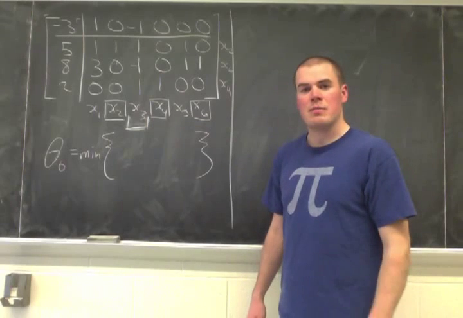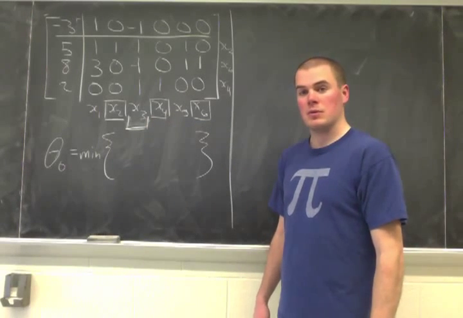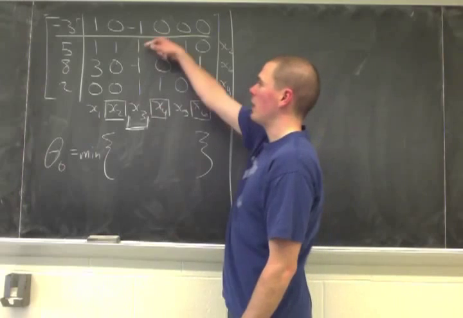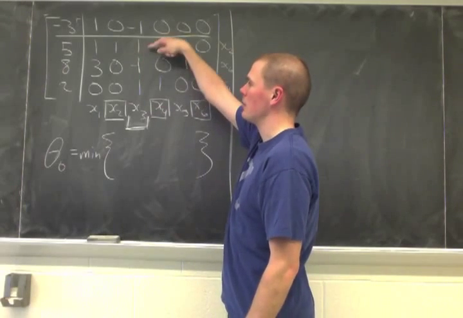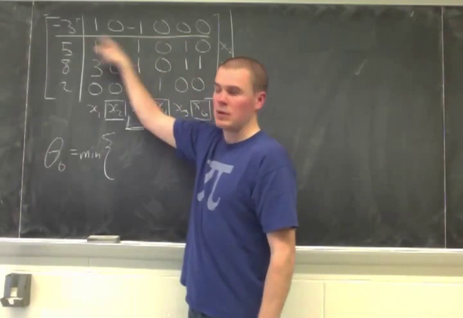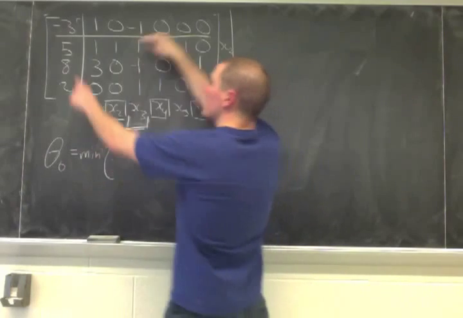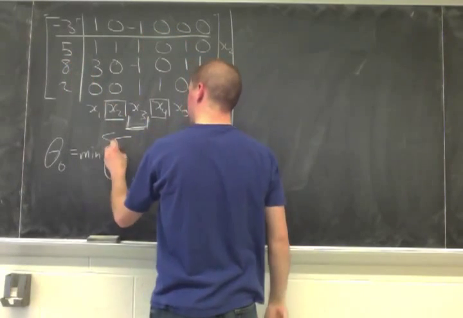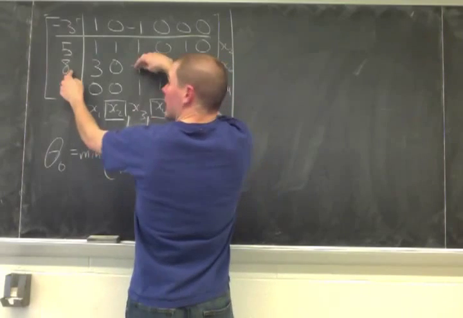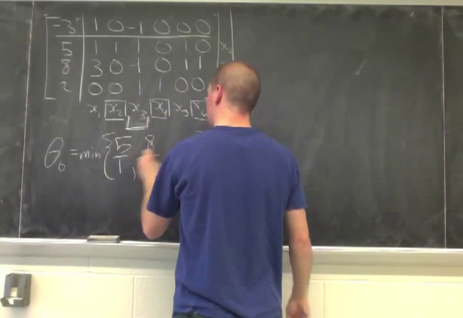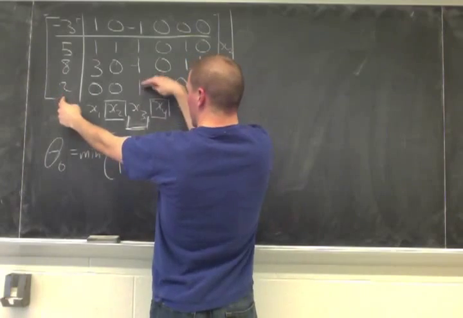So remember, it's the minimum of a set of ratios. Specifically, I will look at each row of this vector and compare this entry divided by this entry. So we have 5 divided by 1, 8 divided by negative 1, and 2 divided by 1.